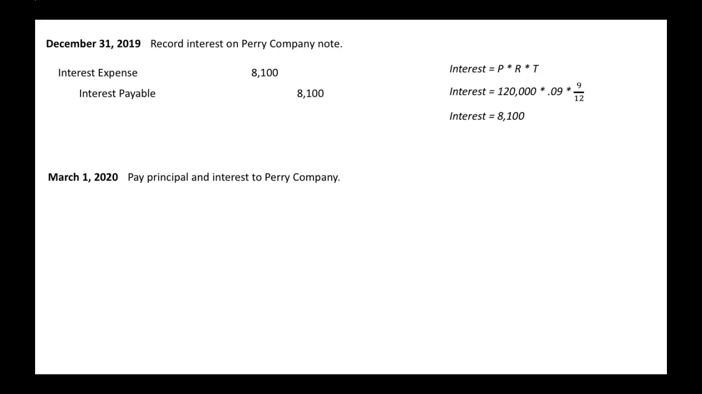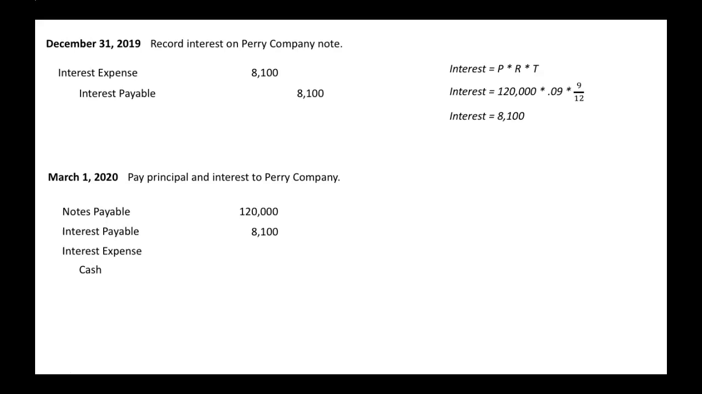Now March 1st, our final journal entry here, we need to pay the principal and the interest to Perry Company. So this is going to be a little bit similar to what we did a few journal entries ago. So we're going to debit our notes payable because we want to get that notes payable off of our books. We need to debit interest payable because we want to get that off of the books. We also need to debit interest expense. Then credit cash. So notes payable, that's just the principal of the note.